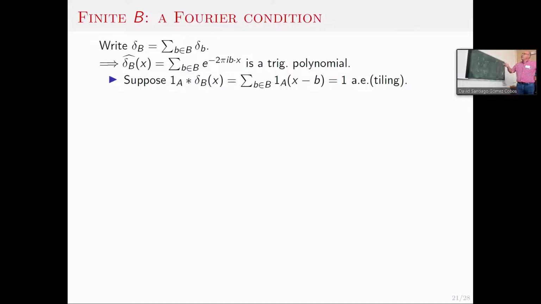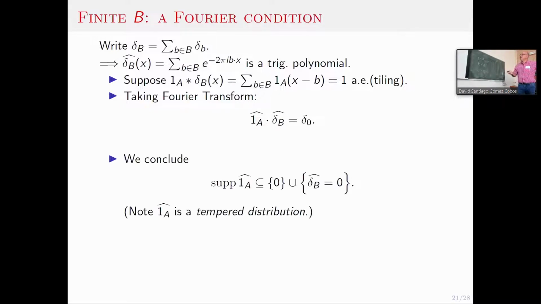Okay? Exactly this. If we take the Fourier transform, of course, we read this. We did this last time as well. And we want the support of 1A hat to be in the zeros of this trigonometric polynomial. Now, 1A hat is not necessarily a function, it's a tempered distribution.